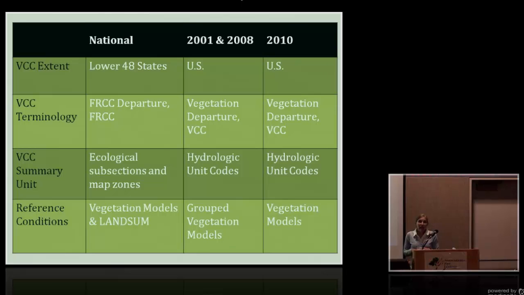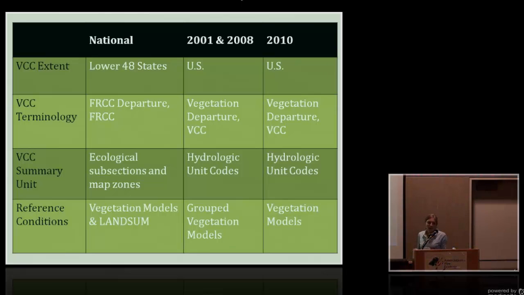Finally, we have altered our reference conditions a little bit. In LANDFIRE National, we use the vegetation models, but we put in another layer of modeling with the landscape succession model. And we did that to get more spatial variability in our reference conditions. So that's how it was done originally, but that's a very time-consuming and resource-intensive process. So for that and other reasons, we changed how we're deriving reference conditions, and we've gone back to just using our original reference condition vegetation dynamics models.